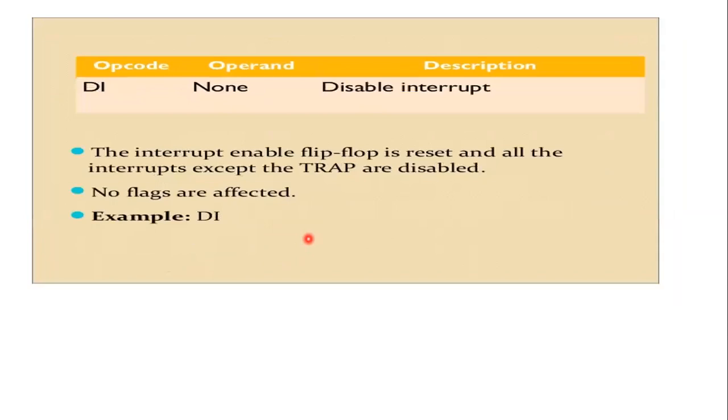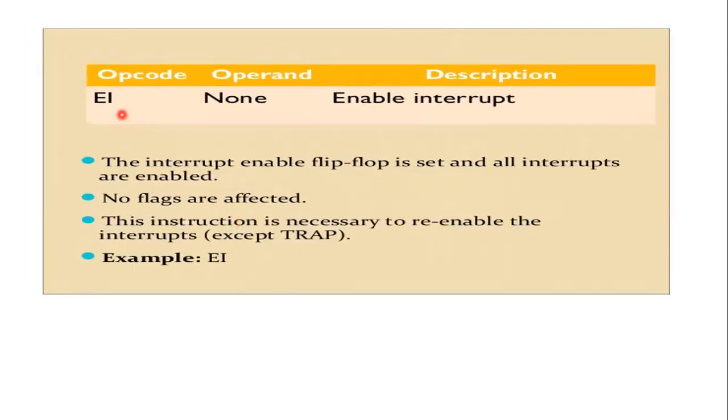The next, disable interrupt, DI. The interrupt enable flip-flop is reset and all interrupts except traps are disabled. No flags are affected. So the example is here just DI, disable interrupt. Then enable interrupt, EI. The interrupt enable flip-flop is set and all interrupts are enabled. Here no flags are affected. So the example is here EI.